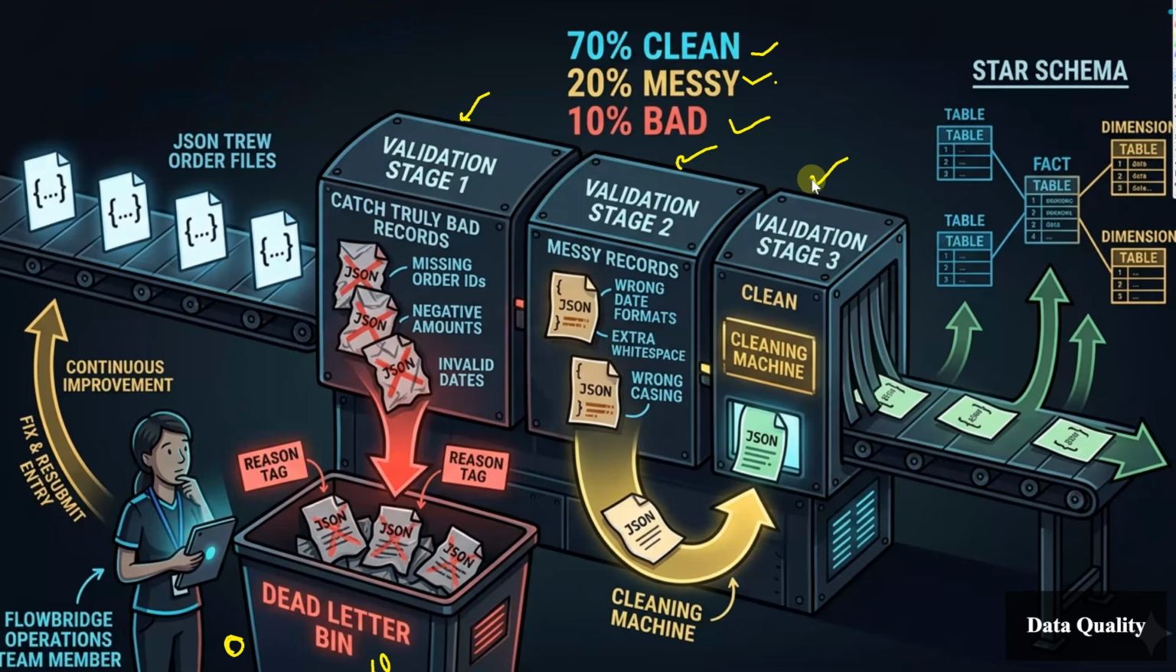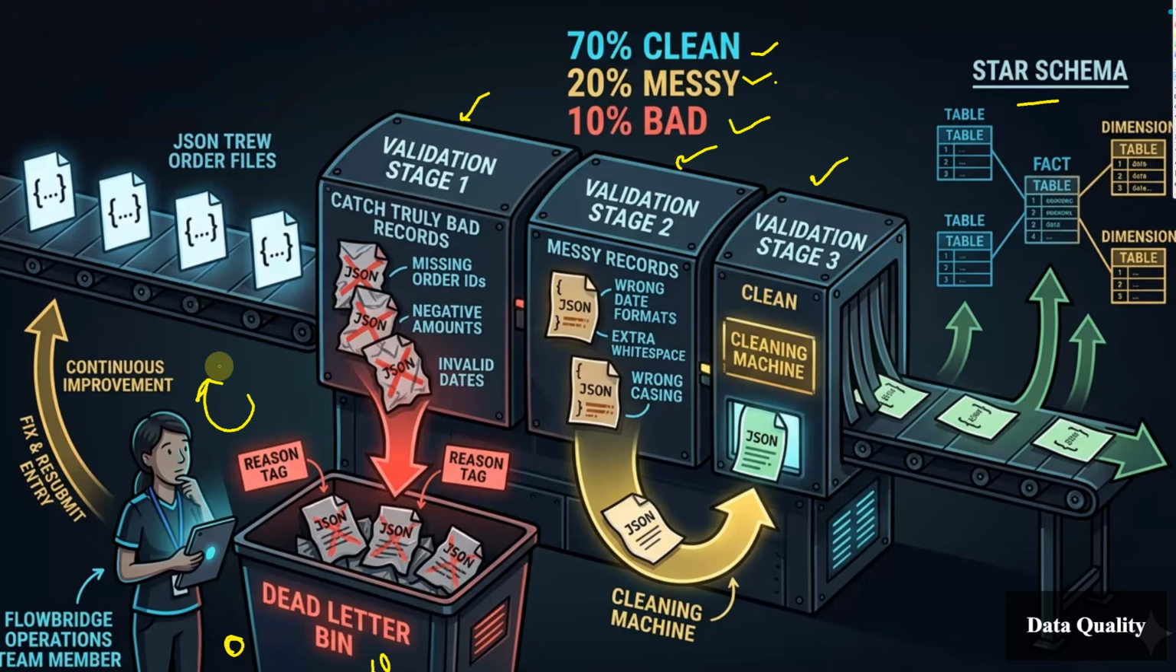Then we have stage 3 where we will pass our clean records. So records that pass all these validations, they will go to STG orders tables, and then we will create star schema out of it. Here, the most important part of this design is this feedback loop.